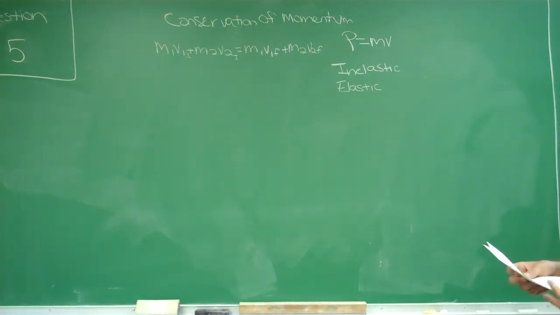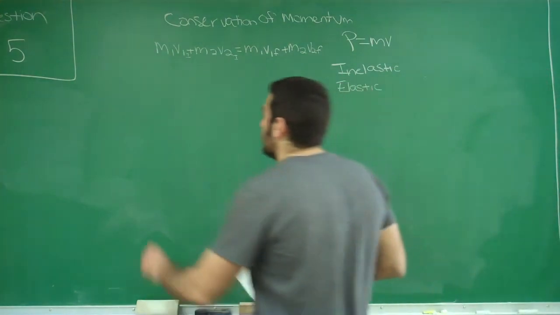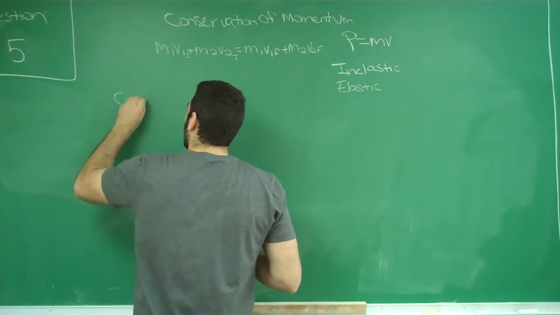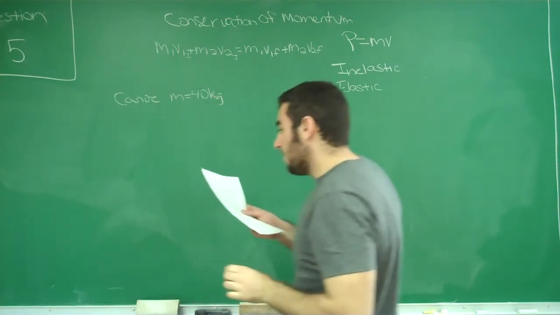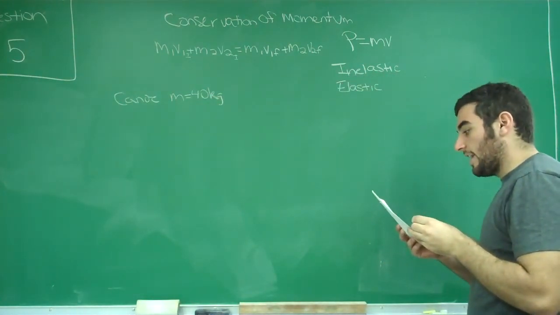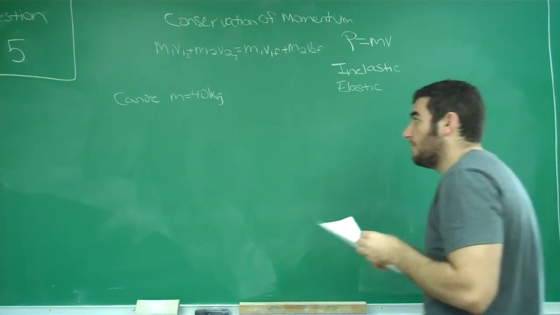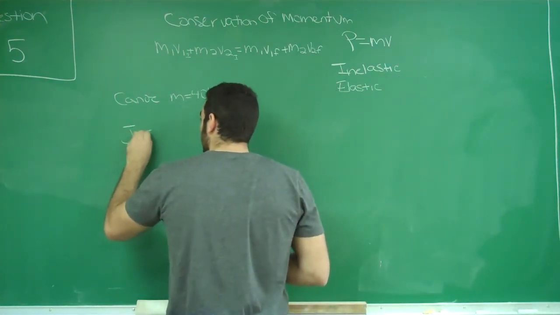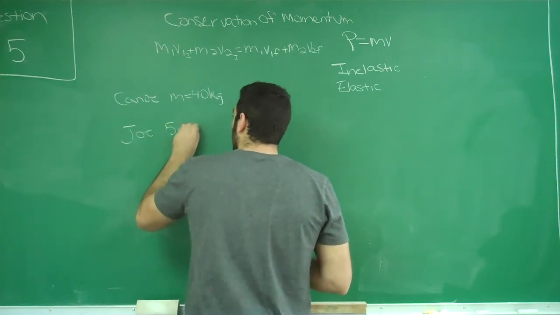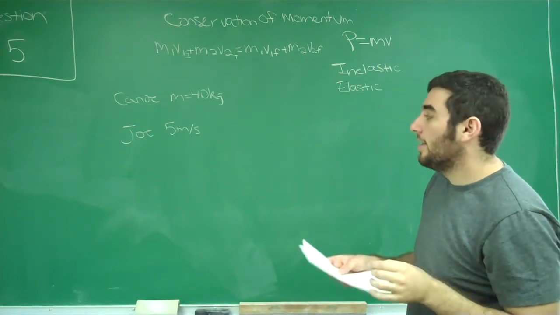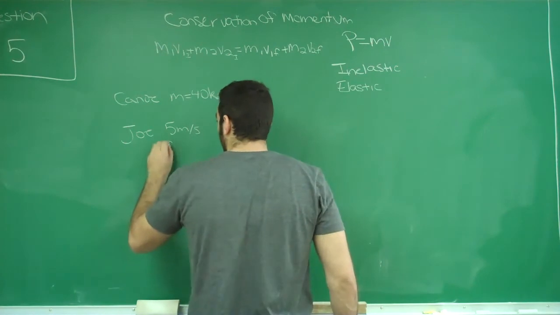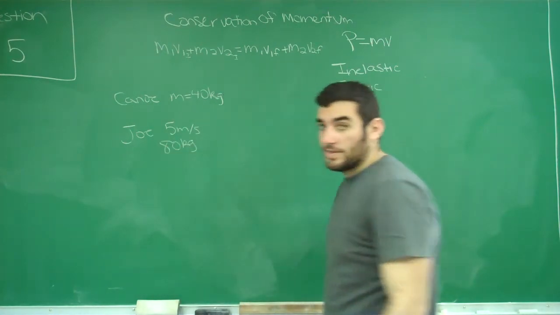So, question 5 represents an inelastic collision, and it says, Joe is standing on a canoe that has a mass of 40 kilograms. So, call it canoe with mass equals 40 kilograms. The canoe is at rest on the surface of a smooth lake. Joe jumps off the canoe with a speed of 5 meters per second. And Joe has a mass of 80 kilograms. What is the velocity of the recoil of the canoe after he jumps? So Joe is 80 kilograms.